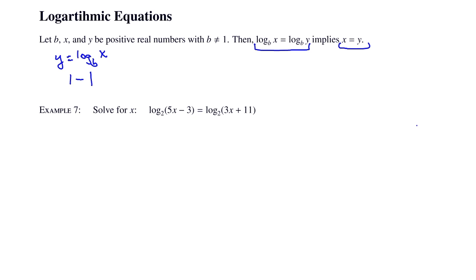Example 7. Solve for x. Log base 2 of 5x minus 3 is equal to log base 2 of 3x plus 11. Since we have two logs that are in the same base, then we know that the arguments are the same. And so we set those equal. 5x minus 3 is equal to 3x plus 11. Move the x's over, move the constant over, and we get x is equal to 7.